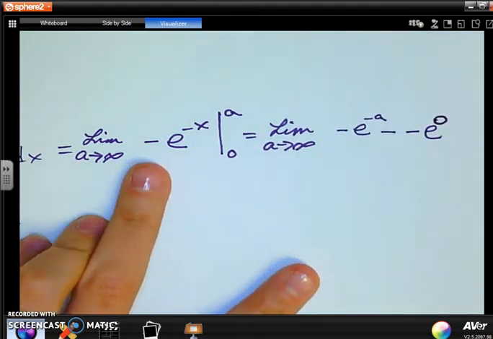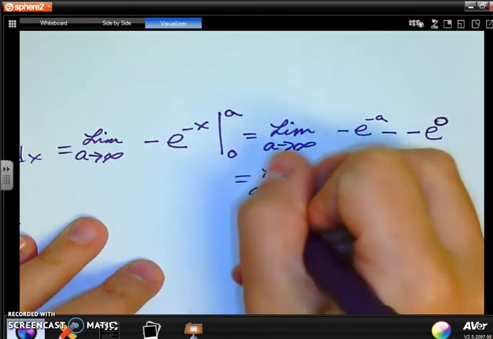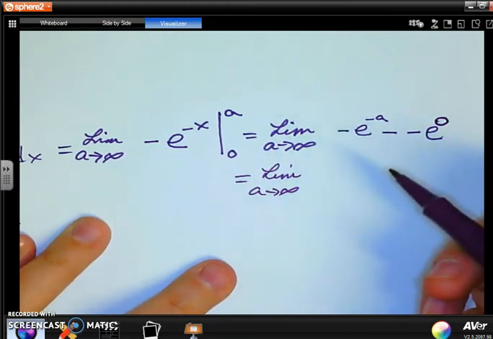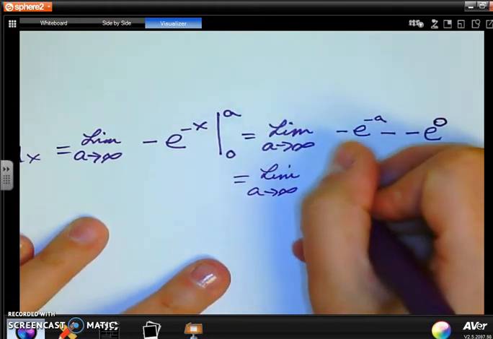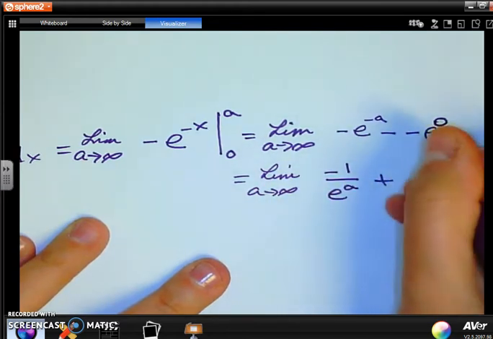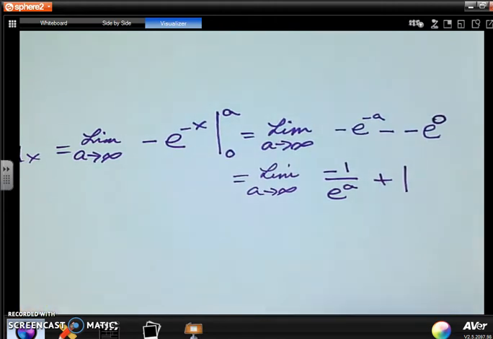Okay. So if you need to kind of rewrite that again, that's the limit as a approaches infinity. I'm going to rewrite that because negative exponents kind of confuse me. So I'm going to rewrite this as negative 1 over e to the a plus anything to the 0 is 1. That looks like something I could take the limit of.